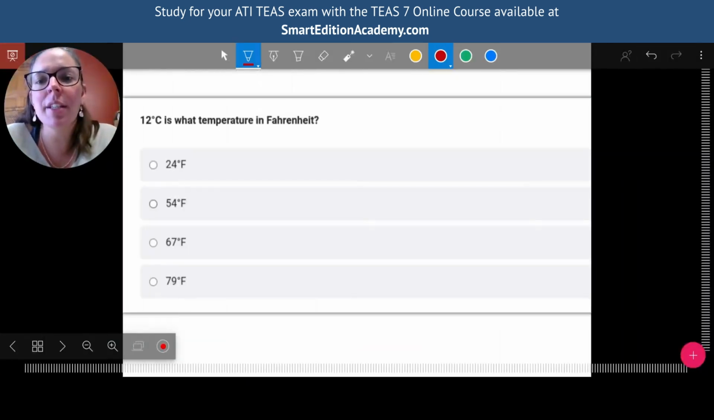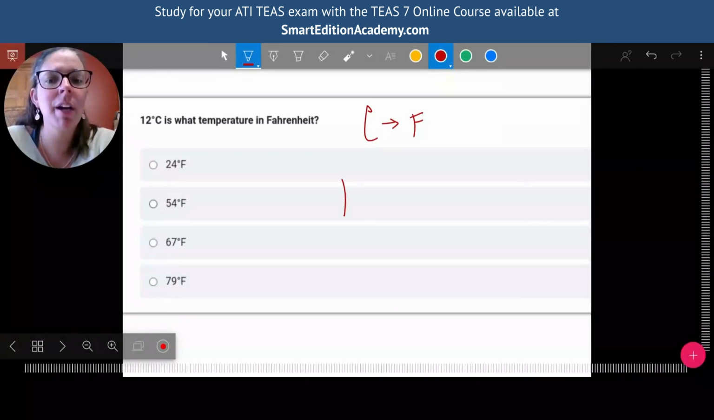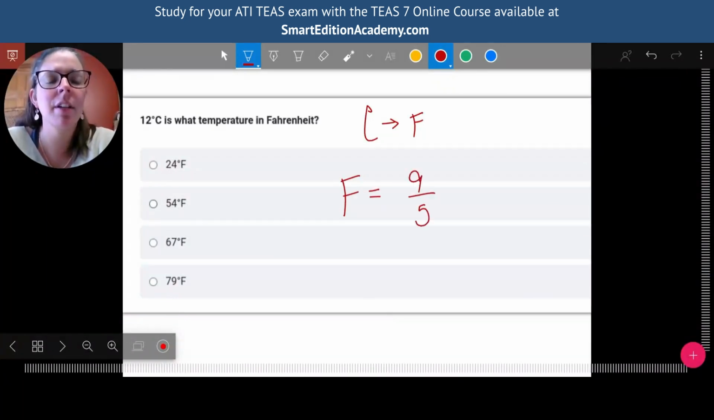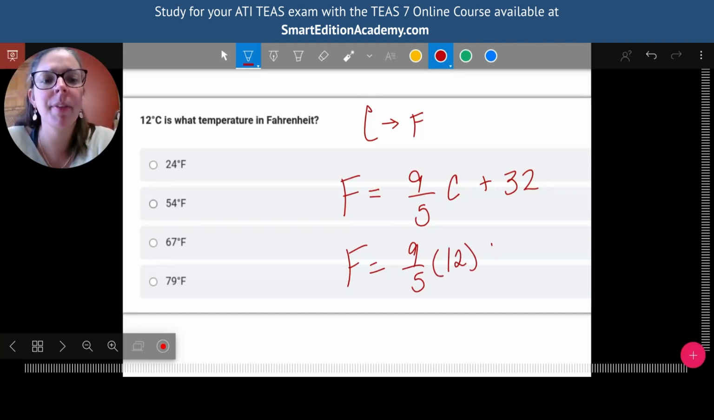12 degrees Celsius is what temperature in Fahrenheit? So I have Celsius and I need to convert that to Fahrenheit. So I'm going to use my Fahrenheit formula. Fahrenheit equals 9/5 times the temperature in Celsius plus 32. So plugging in what I know, 9/5 times 12 plus 32.